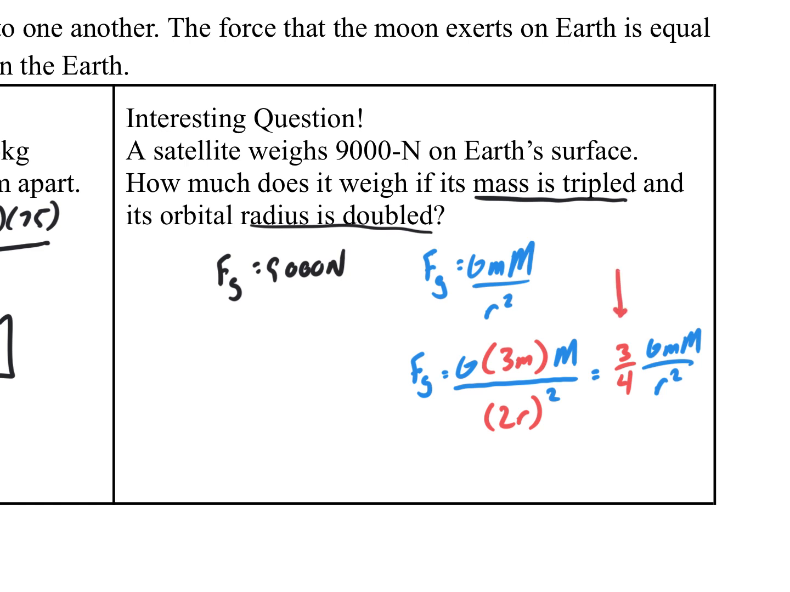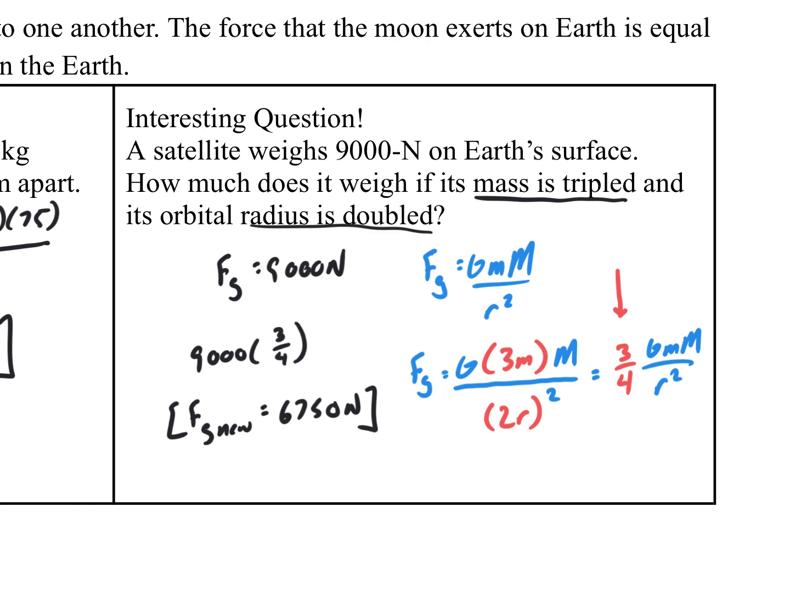So when you have these kinds of questions, all you're going to do is take this 9,000 over here, multiply it by 3/4, and we get this, I'm going to say Fg sub nu, kind of a funny way to write that, but we get 6750 newtons. That is how much something would weigh if it was a far off distance, or I've doubled and tripled the mass and that kind of thing, okay?